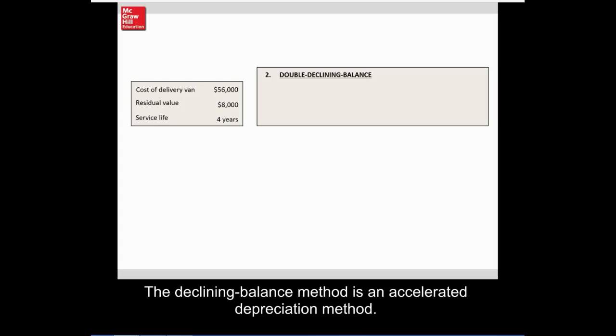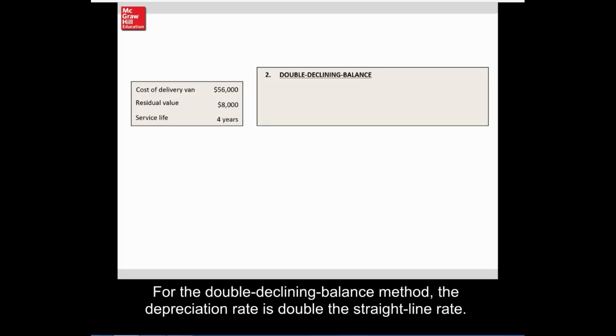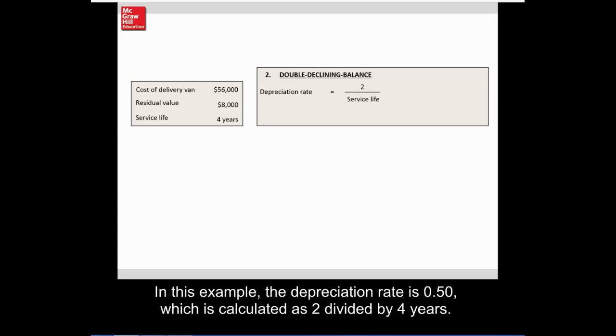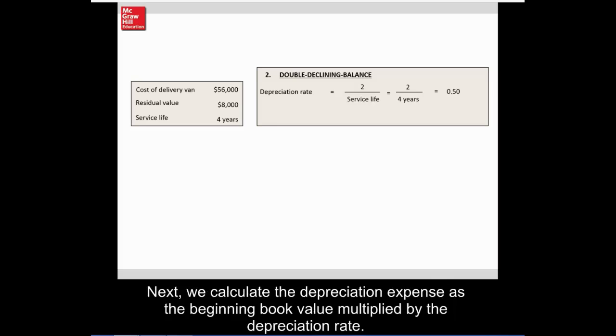The declining balance method is an accelerated depreciation method. For the double declining balance method, the depreciation rate is double the straight line rate. First, we get the depreciation rate by dividing the number 2 by the estimated service life. In this example, the depreciation rate is 0.5, which is calculated as 2 divided by 4 years. Next, we calculate the depreciation expense as the beginning book value multiplied by the depreciation rate.